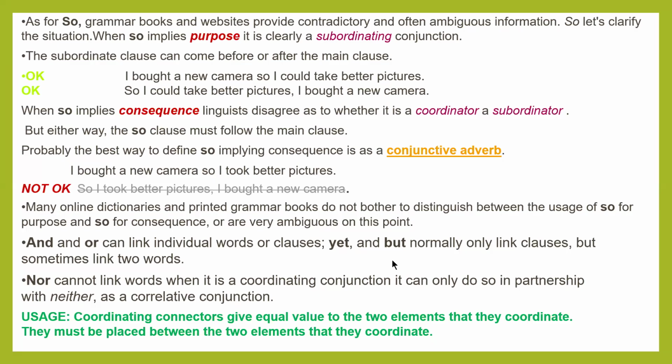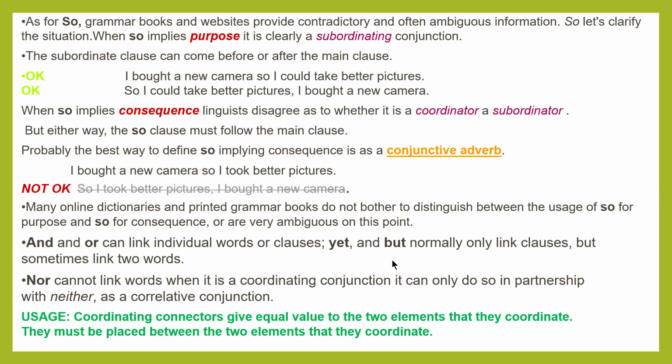Consequence language disagrees. It creates confusion as to whether it is a coordinating conjunction or a subordinating conjunction. But either way, the "so" clause must follow the main clause. Always remember, the "so" clause always follows the main clause. So the first sentence, "I bought a new camera so I could take better pictures," is the right one. "So I could take better pictures about a new camera" is the wrong one.